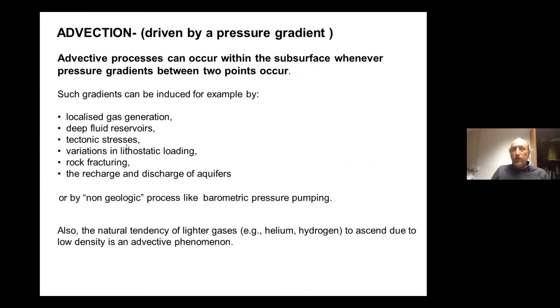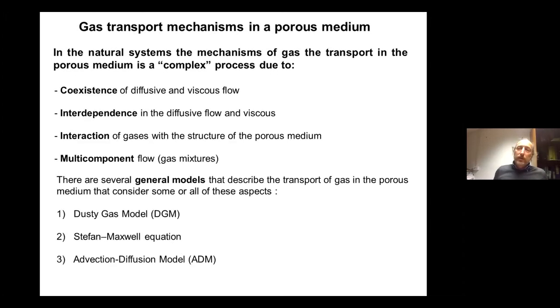The source of this pressure gradient can be localized gas generation or a deep fluid reservoir, but also tectonic stress may induce variations in pressure, rock fracturing, and also an external parameter like changes in the barometric pressure. So the system is quite complicated, also because diffusive and viscous flux are not independent, they coexist together. There are interactions between gases, and the structure of the media, and it's a multi-component gas flow.